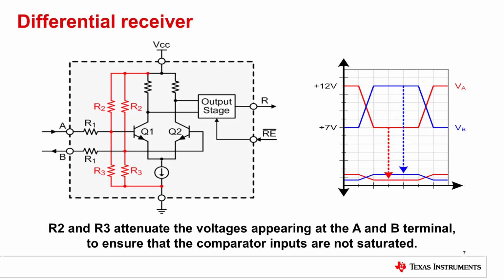RS-485 receivers attenuate the transmission signals, which are typically beyond the range of the supply voltage of the receiver, to levels that are within the supply range. Because of the ground potential differences that may exist between receivers on the bus, voltages as low as -7 volts and as high as 12 volts may appear at the A and B terminals of the device. The attenuation factor is typically on the order of 10 to 1. So the voltage levels that actually appear at the comparator input are within the operating range of the device.